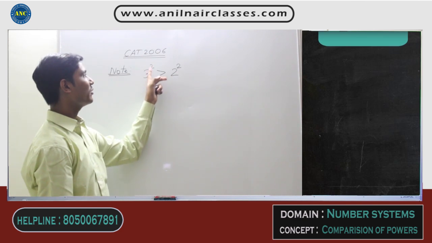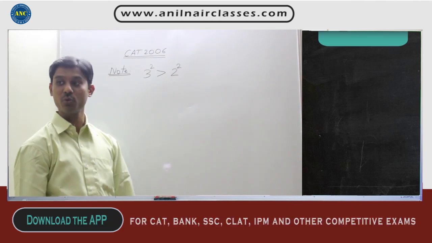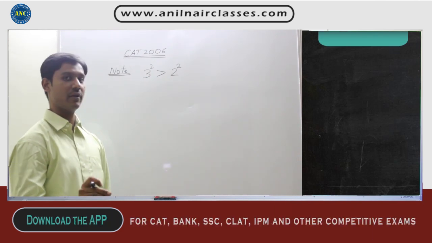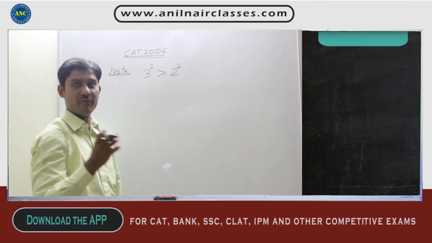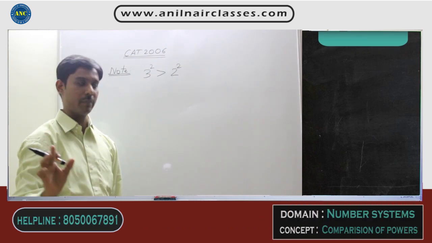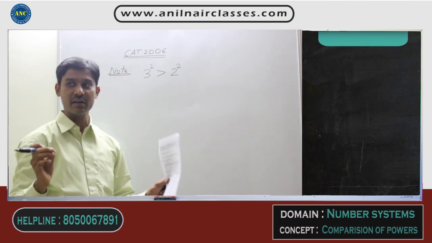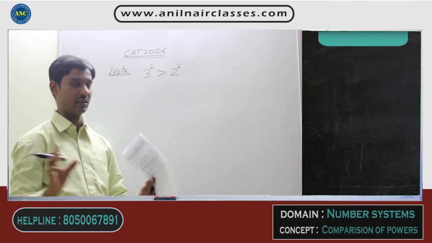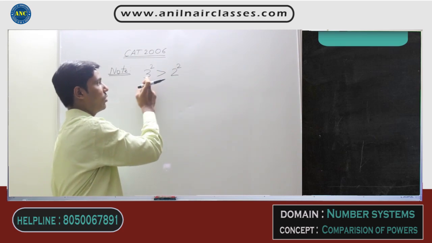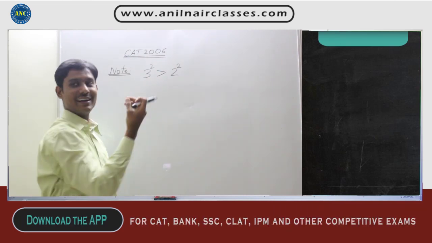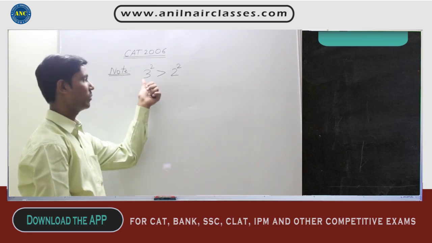Because you know the value of 3 square as 9 and 2 square as 4, you could have easily told it. But the other way of telling is that if you observe, the powers in both the numbers are same. When the powers are same, ignore the powers. Only concentrate and find out which is greater in the bases. That means if I ignore this power 2, only try to find out from the base 3 and 2 which is greater. 3 is greater than 2, so this should be greater, right?